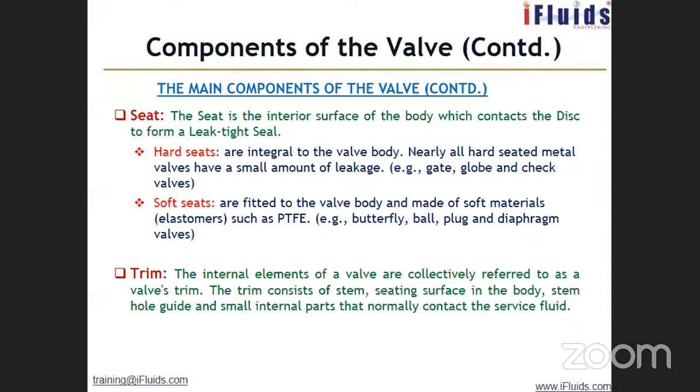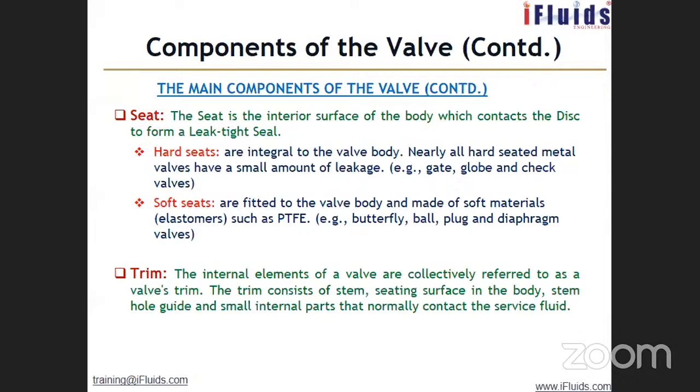And in the seat, there are two types again, hard seats and soft seats. Hard seats are integral to the valve body. It is made within the body itself. So nearly all hard seated metal valves have a small amount of leakage because it is metal to metal.